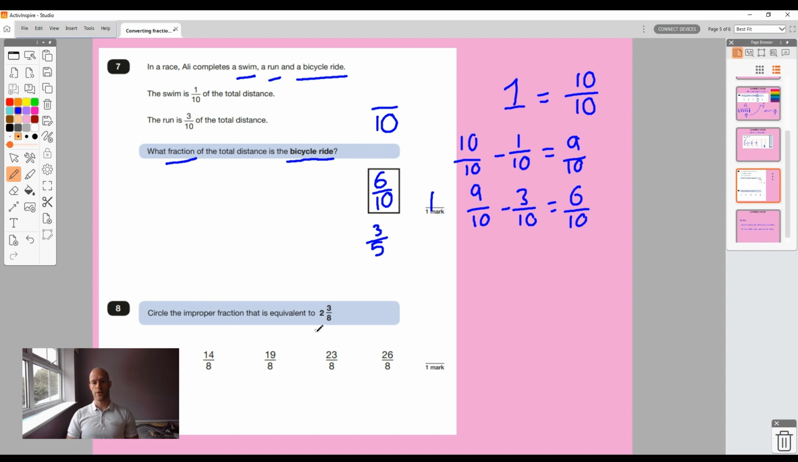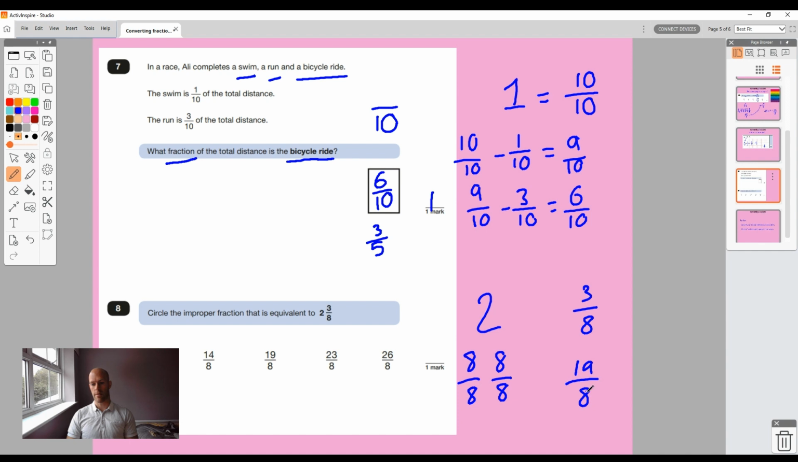Circle the improper fraction that's equivalent to 2 3/8. I'm ignoring all the possible answers. I don't need to look at them to get my own answer. And I've got 2 wholes. 3/8 can stay over here for a while. And I'm breaking each whole number into eighths. So each one is worth 8 eighths. Write them all out if you need to. 8 eighths, 16 eighths, add the 3/8 makes 19 eighths.